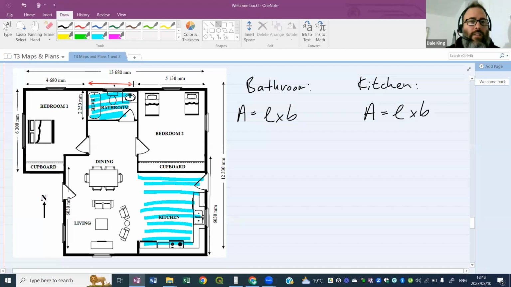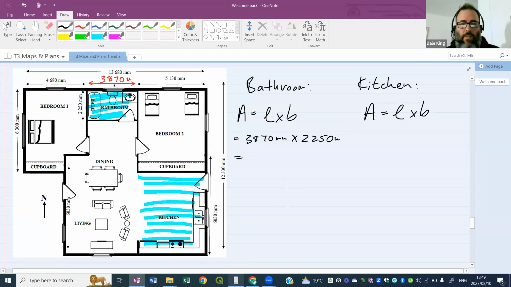So for the bathroom, we worked it out, didn't we? It was 3,870 millimeters. All right. You remember it. You got it down there. So I need that. And what's the other dimension? 2,250. Okay. So let's just do that. 2250. Whoops. I'm going to confuse people. They're going to say, why did you use that for length? All right. So 3870 times 2250.